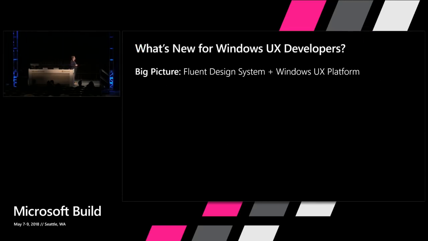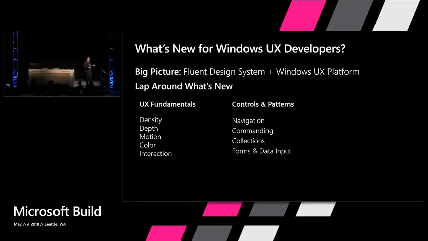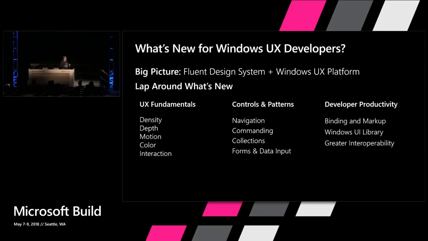I'm going to talk today about a little bit of recap of the big picture, what we're doing with Fluent Design and the UX platform. And then most of the talk today is going to be a lap around what's new. There's a lot of stuff I'm going to cover about the UX fundamentals and how we're advancing the platform in fundamental ways with density and depth and motion, color, and interaction changes. I'm going to cover a lot of the new controls and patterns and improvements we're doing there to help you easily put together apps that look and feel and work great for customers. And I'm going to talk about some developer productivity improvements that we're making as well. And then at the end, we'll wrap up, and I'll have some Q&A.